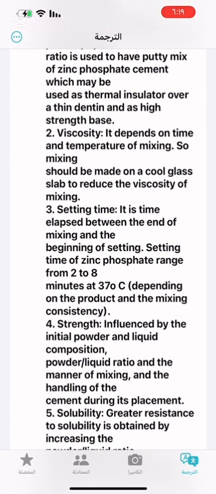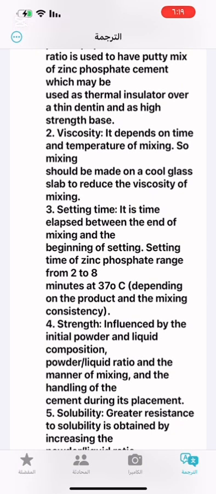2. Viscosity. It depends on time and temperature of mixing, so mixing should be made on a cool glass slab to reduce the viscosity of mixing. 3. Setting time. It is the time elapsed between the end of mixing and the beginning of setting. Setting time of zinc phosphate ranges from 2 to 8 minutes at 37 C, depending on the product and the mixing.